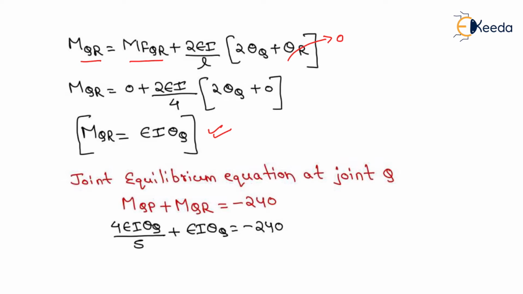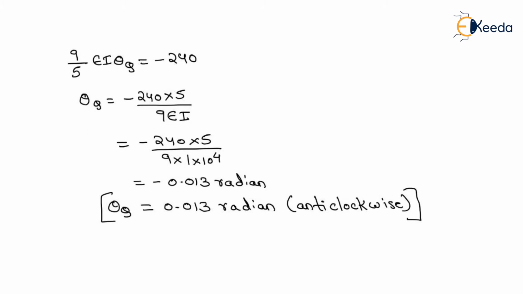Now we need to apply the joint equilibrium condition at Q, which will be MQP plus MQR equals minus 240 because an anti-clockwise moment of 240 kilonewton meter is acting at joint Q. Now after putting the value of MQP as 4 by 5 EI theta Q plus the MQR value, that is EI theta Q, equal to minus 240, we will get theta Q as minus 0.013 radian. Now here the negative sign shows that the rotation of Q is in anti-clockwise direction.